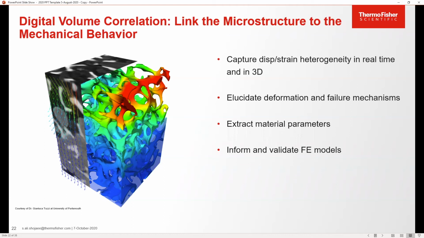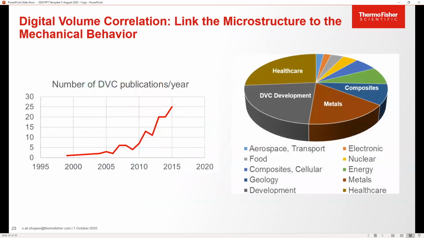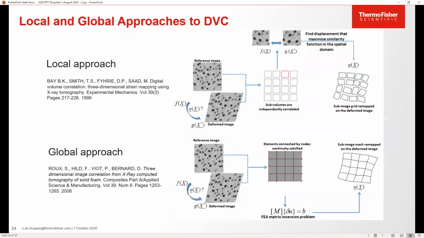This would also be a very good complementary technique to finite element analysis. It's a growing field. It wasn't that common a while ago, but day after day there are more and more publications that are using digital volume correlation to link the microstructure to the mechanical behavior. Avizo has a very excellent way of doing it. It's a two-step process in Avizo, which is the local approach and the global approach. First, let's say you have an image of before and after. You essentially cut your image into tiny sub-volumes, and each one of them is individually going to be correlated.